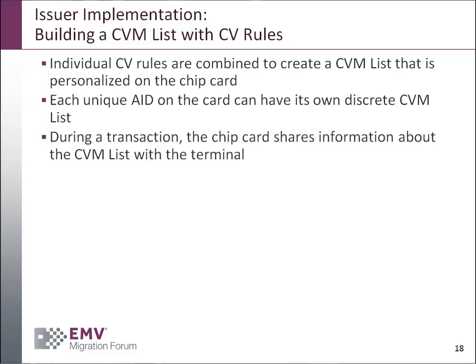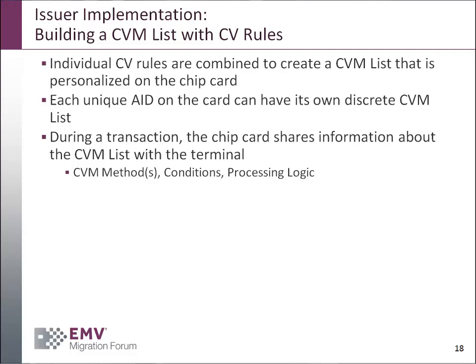The chip card provides information about the CVM list to the chip-enabled terminal during the transaction, so the terminal is aware of the CVMs the card supports, the conditions under which each CVM is to be used, and the processing logic the terminal should follow if a CVM is unsuccessful.